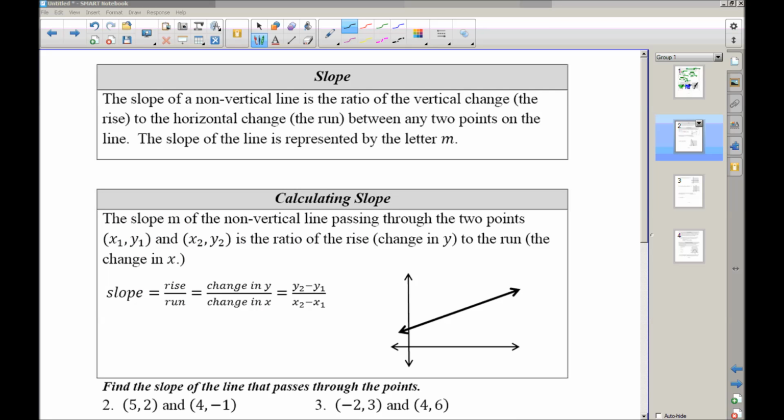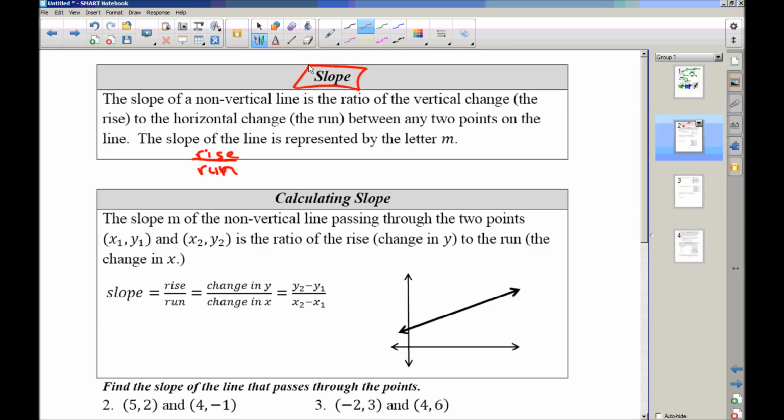Page 2. We're talking about slope here. The definition: the slope of a non-vertical line is the ratio of the vertical change, the rise, to the horizontal change, the run. A ratio, remember, is just two numbers compared by division. So it's the up and down divided by the left and right between any two points on a line.